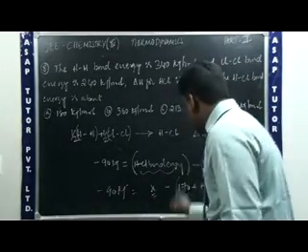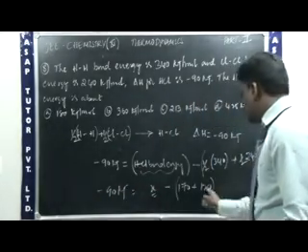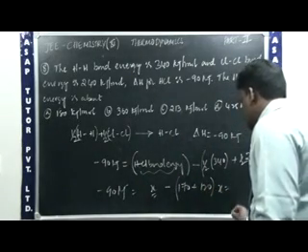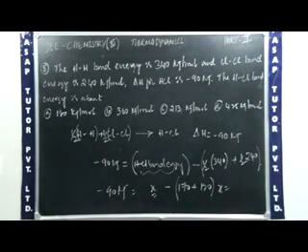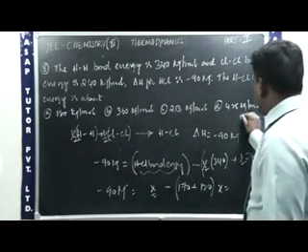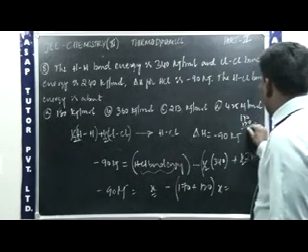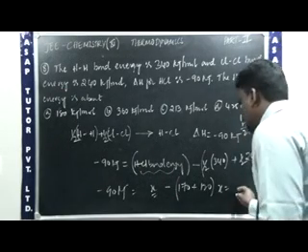We need to find the value of X. Just send the value of this to that side. Therefore, X is equal to 170 plus 120. It will become 290.